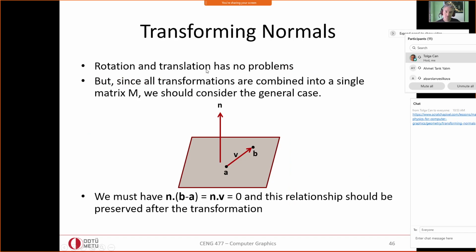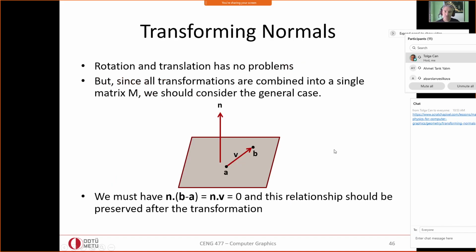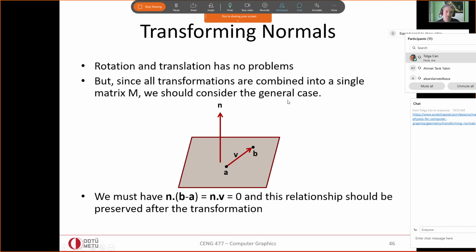So here, the thing about the normal vectors, when we have this as 0, we have solved it by making this last dimension 0. We solved the translation problem. So rotation and translation of these normal vectors with the last dimension 0 will have no problems. Because all transformations are combined into a single matrix, we should consider the general case in which we may have scaling transformations which are non-uniform. Those are the transformations that will make the normal vector bad.